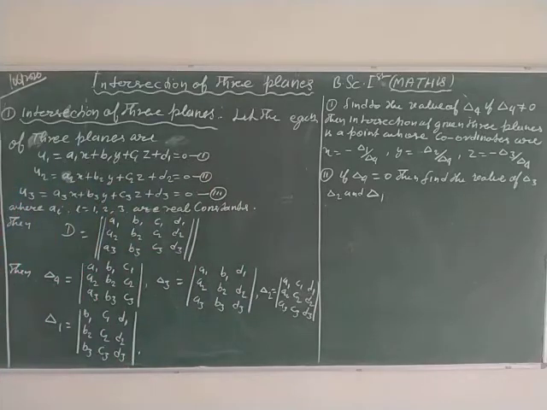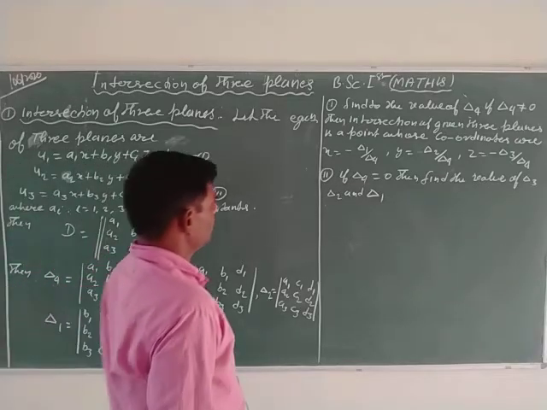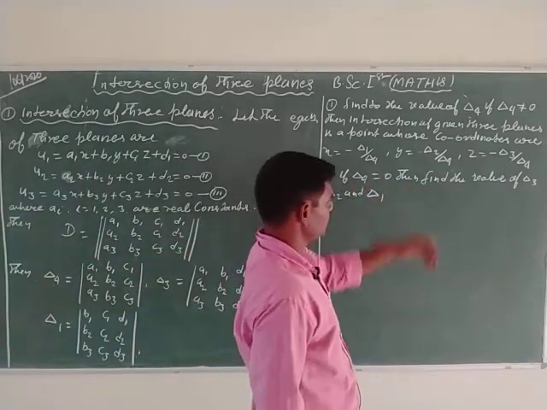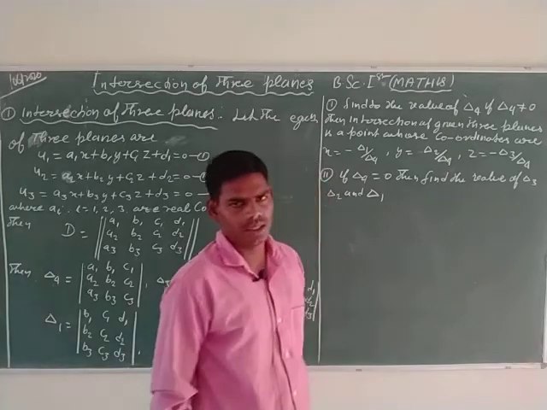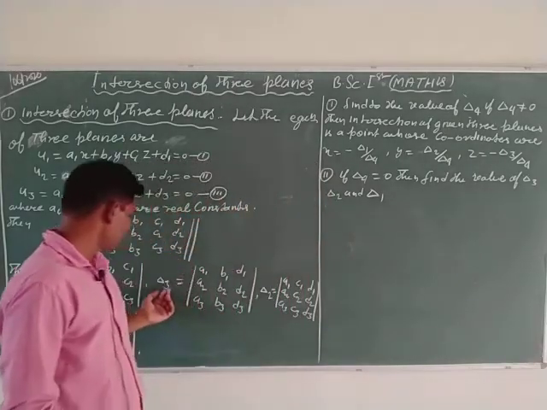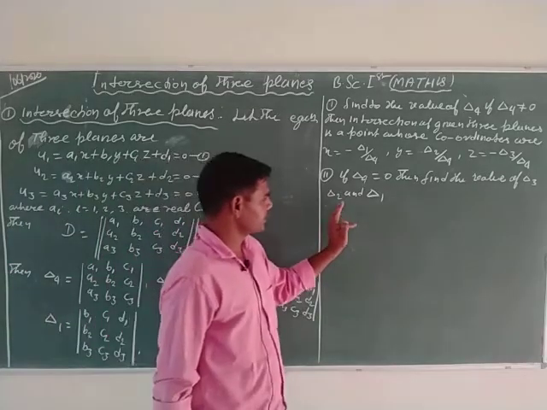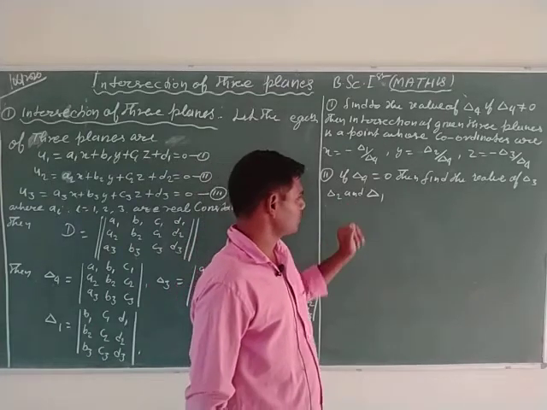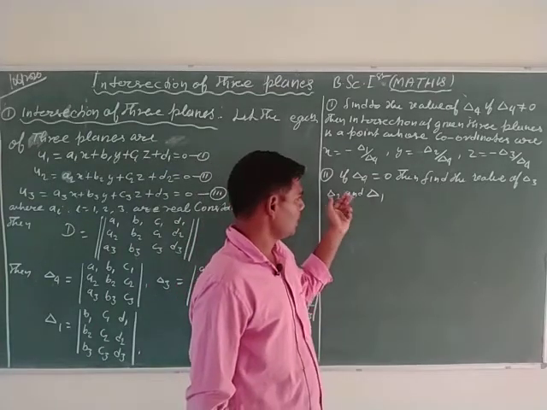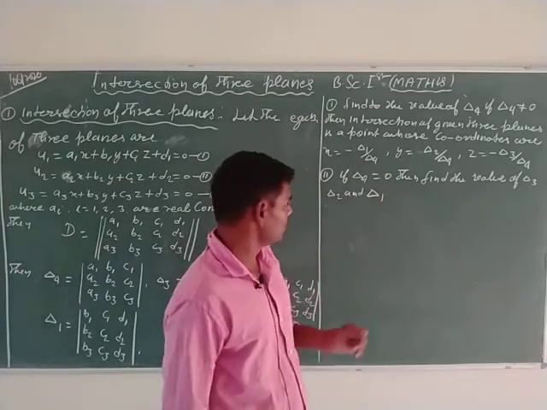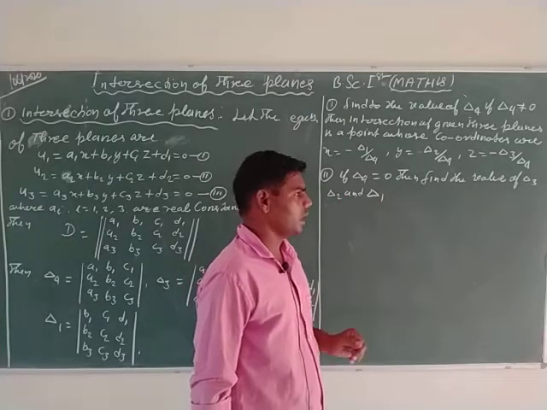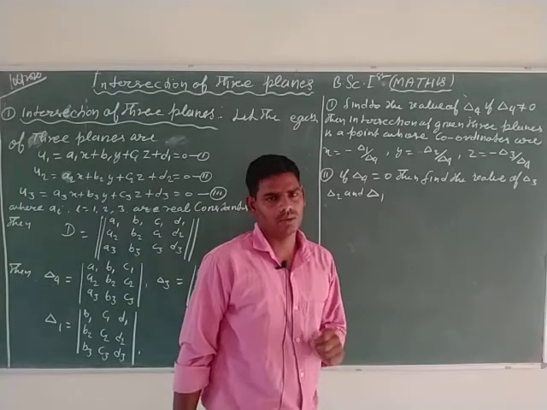So if delta 4 is equal to 0, then calculate the value of delta 3, delta 2 and delta 1, which are represented here. In this case, two subcases arise: first, if these three, delta 3, delta 2 and delta 1, are equal to 0 or not equal to 0.